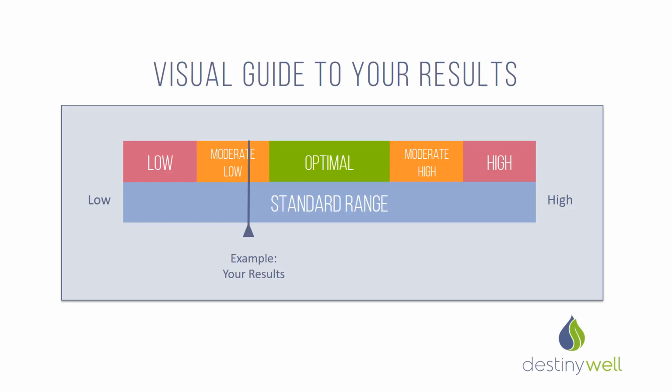DestinyWell also, in the red bars here, will define a DestinyWell high and a DestinyWell low. These may or may not line up exactly with a laboratory high or low, because sometimes we think that the range can be higher or lower, or that it needs to be different. And in between the optimal in the green bar and the low and the high in the red bars, we have orange zones for moderately high and moderately low. They're not quite optimal, but they're not in the high or low zone.